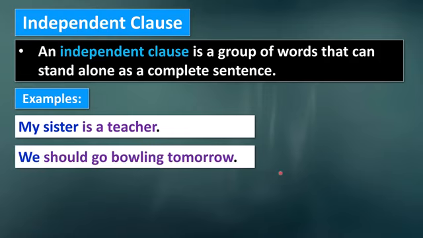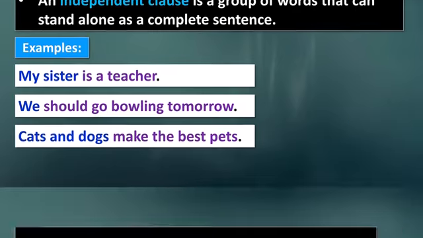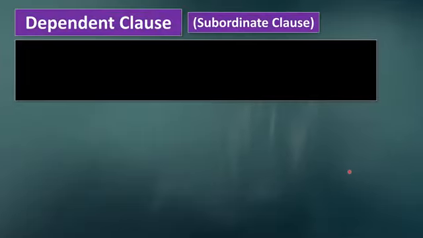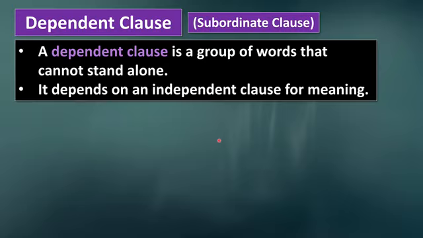We should go bowling tomorrow. Once again, an independent clause can stand alone. It's a complete sentence. Cats and dogs make the best pets. So an independent clause can stand alone as it is. But sometimes we combine it with a dependent clause, because a dependent clause, also known as a subordinate clause, cannot stand alone. And the reason for the name is that it depends on an independent clause for meaning.